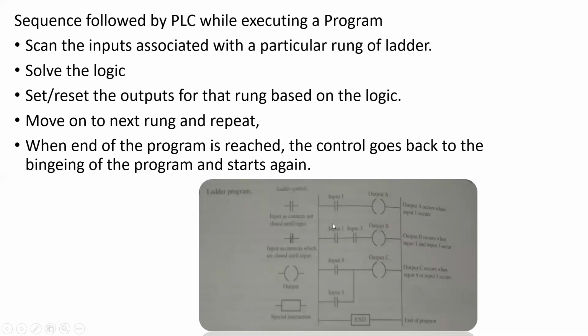And if either of the inputs is low, then as this is an AND gate, this output will be switched from high to low. So this is how the PLC controller will move from one step to another until the end is reached. When the end of the program is reached, the control goes back to the beginning and starts scanning again.